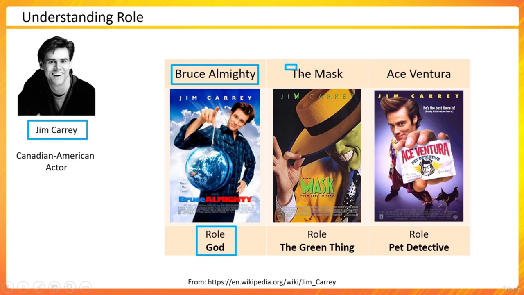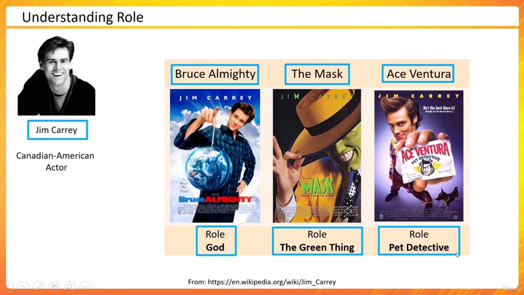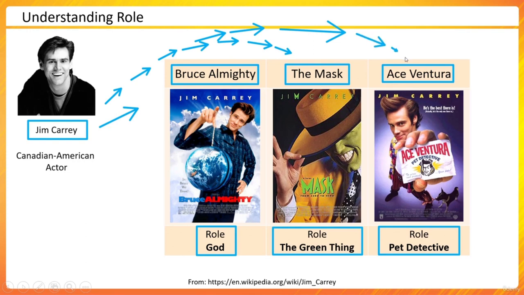Probably he is well known for his movie The Mask. When he was performing in that movie, he would put on this kind of makeup and become a green thing. Another famous movie is Ace Ventura, Pet Detective. Here he played the role of a pet detective. So he is the same person, but depending on which movie he is performing for, he would be assuming a different role. He would perform his task, finish whatever was required, and again become himself, Jim Carrey, rather than being in a god costume or in green every day.